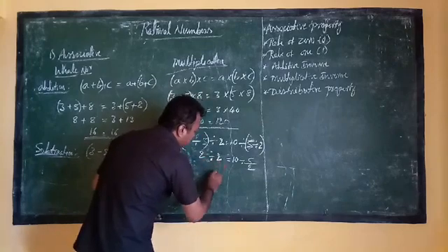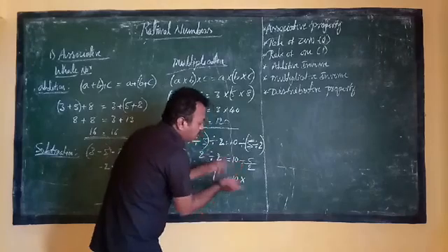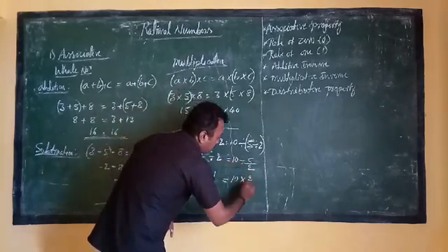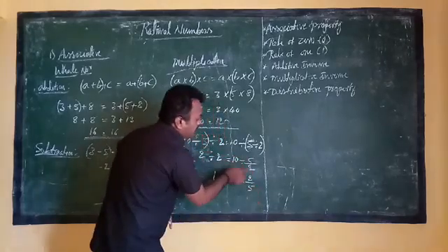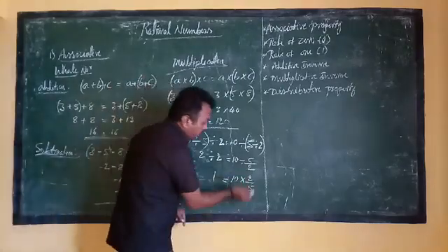So 2 divided by 2 is equal to 1. So 10 divided by, it becomes multiplication, so it becomes the reciprocal. So what does it become? 2 by 5. 5 by 2 becomes 2 by 5. The reciprocal of a number is its multiplicative inverse.